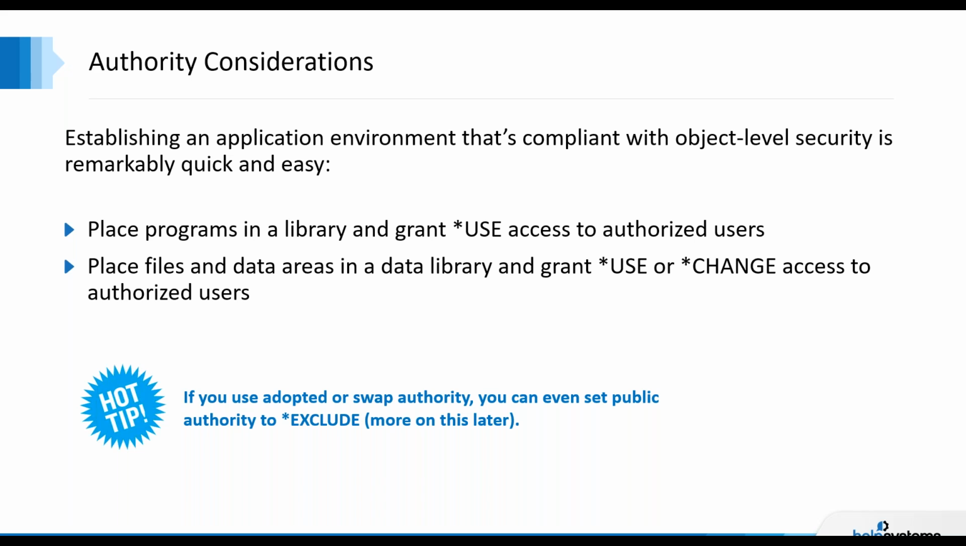So down on my hot tip, if you're using adopted authority to swap authority, which we'll talk more about, it's even possible to set public authority to exclude, and I would offer that that's the ideal scenario. We want to follow what we call a deny by default model, which means you have no permission until I grant you permission. And by setting public authority to exclude, we are following that type of concept.